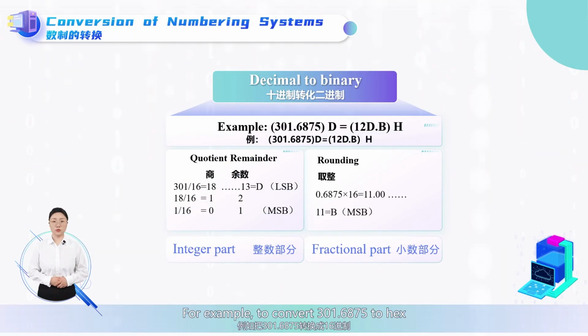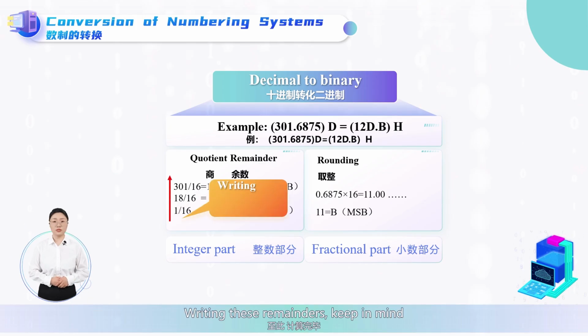For example, to convert 301.6875 to hex, we first convert the integer part. We divide 301 by 16, getting a quotient of 18 and a remainder of 13. We then divide 18 by 16, getting a quotient of 1 and a remainder of 2. Finally, we divide 1 by 16, getting a quotient of 0 and a remainder of 1.